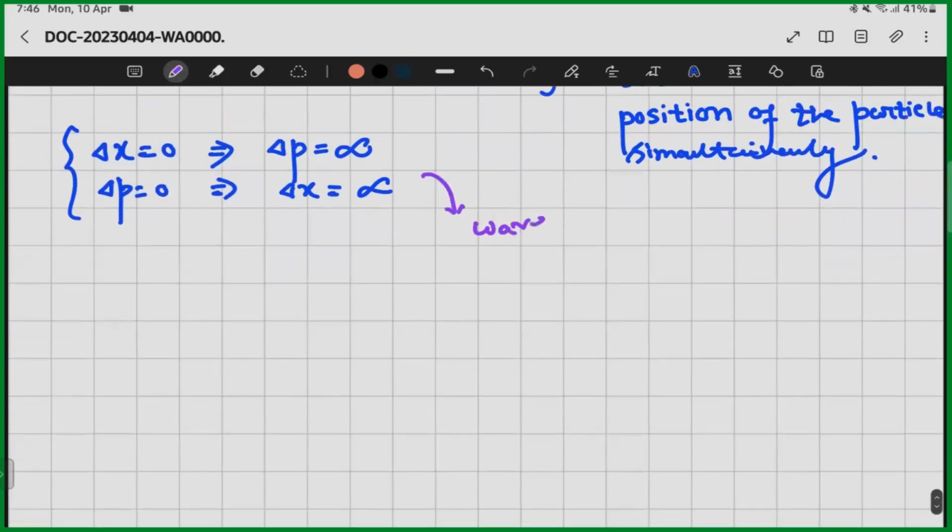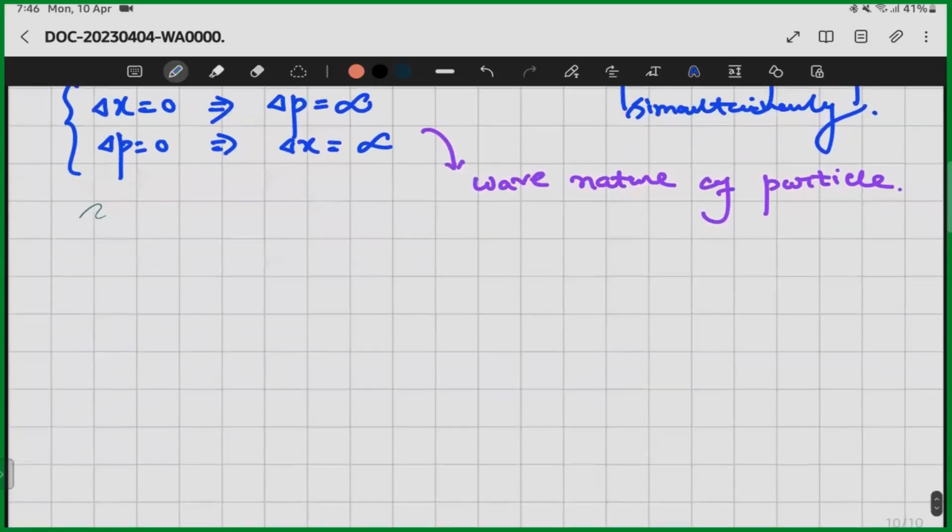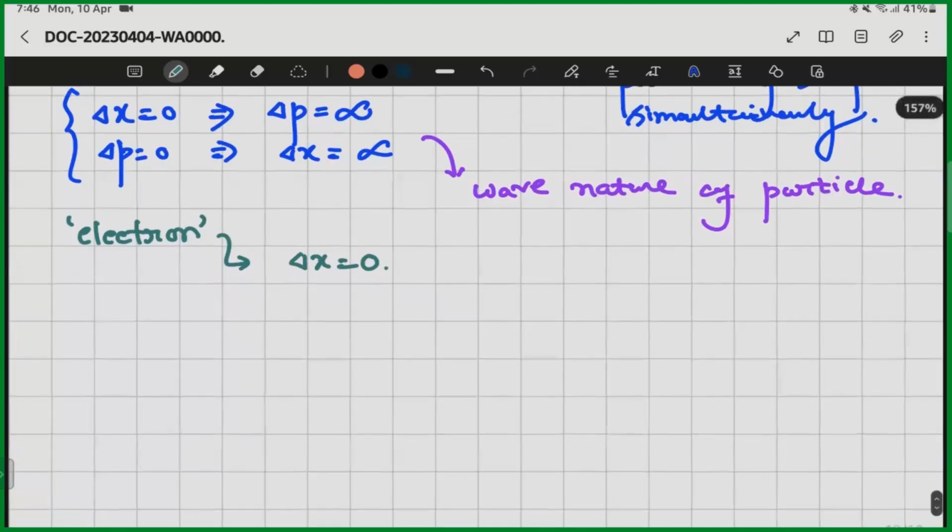We have to consider the wave nature of particles. Let's say we are considering an electron. If for that electron del x is 0, what will happen? Del p will be totally infinite because there is infinite uncertainty. Similarly, if del p is 0, then del x will be infinite. The Born probability interpretation means that the electron is not localized. If del x is infinite, that means it is not localized. It can have any value.